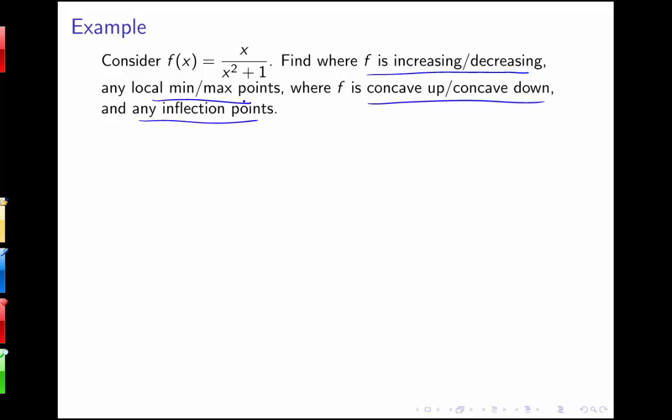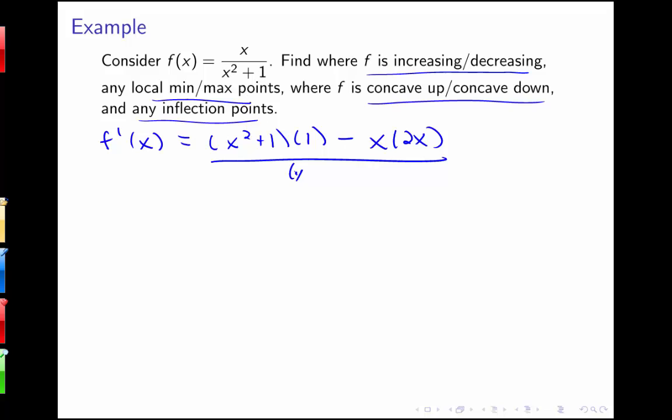Okay, so the first thing I'm going to need to do is take my derivative. Here I've been given a quotient, so we're going to have to use the quotient rule. So I'm going to have my bottom function times the derivative of the top minus the top function times the derivative of the bottom, all over the bottom function squared. So this is going to be x squared plus 1 minus 2x squared, so that's going to end up giving me 1 minus x squared, all over x squared plus 1 squared.